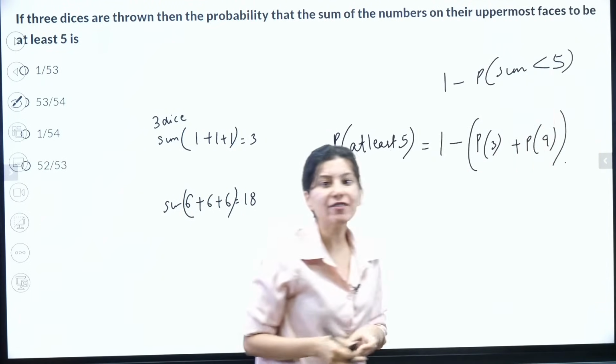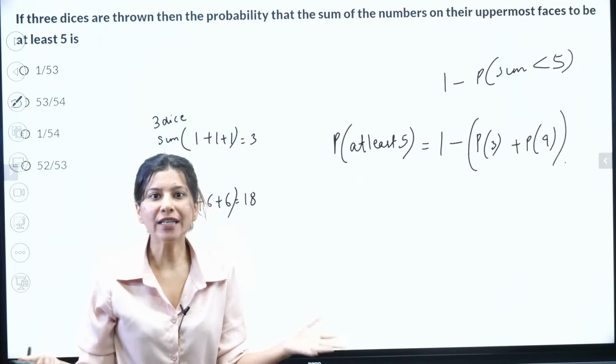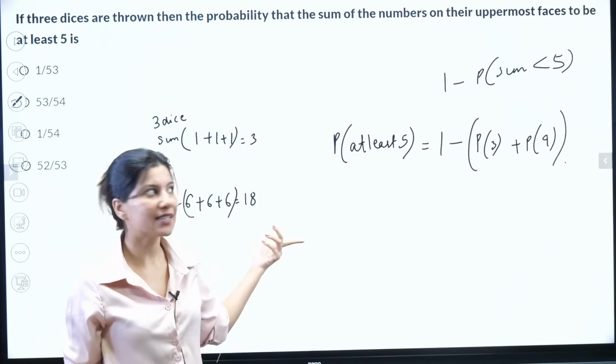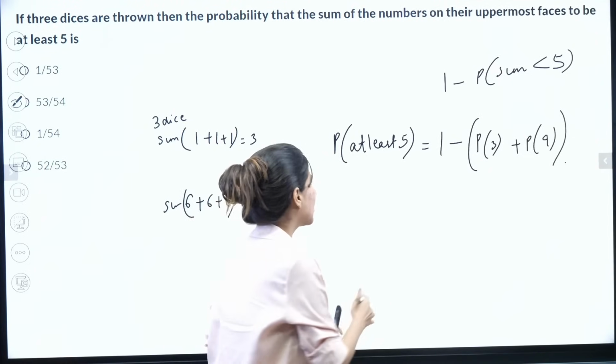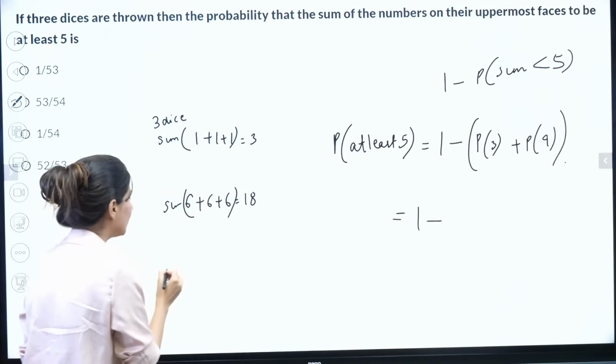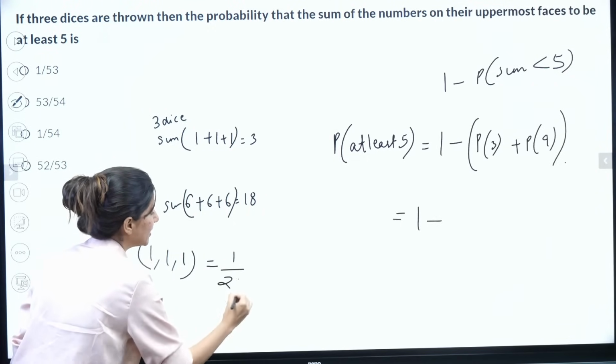Now less than 5 has only 2 options, 3 and 4. I cannot get 1, 0, or 2 when 3 dice are thrown. So only these I have to figure out. So 1 minus probability of 3 plus probability of 4. So 1, 1, 1 is the outcome for 3, so 1 by 2, 1, 6.